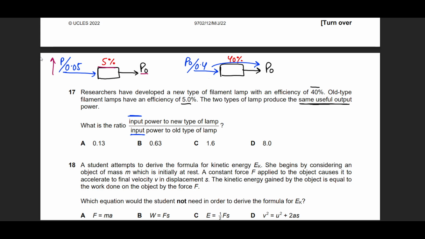So since I'm going to do a comparison, this will be the new one, which is P0 divided by 0.4, divided by P0 divided by 0.05. Now this is plain and simple algebra. Please use your calculators. You can simply write this down as 1 divided by 0.4, use the fraction sign, 1 divided by 0.05. You will find that your answer comes out as 0.13. Please, this is just a calculator problem.